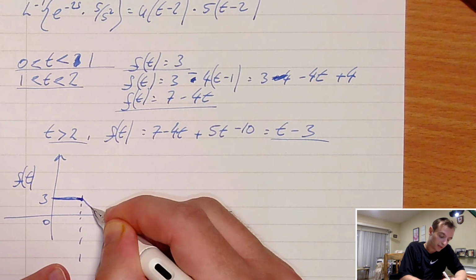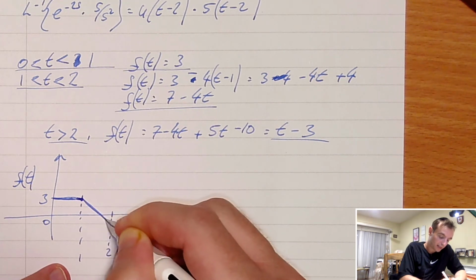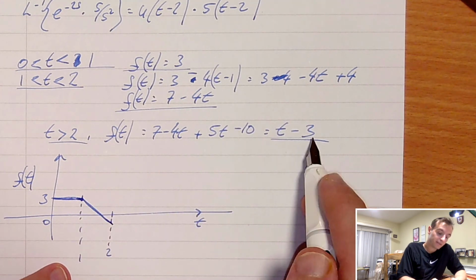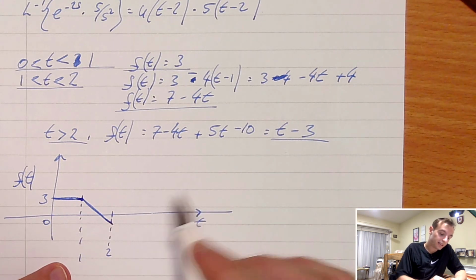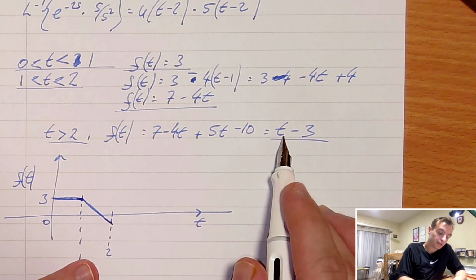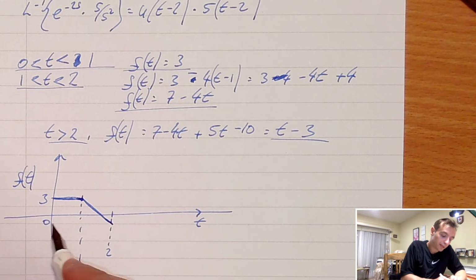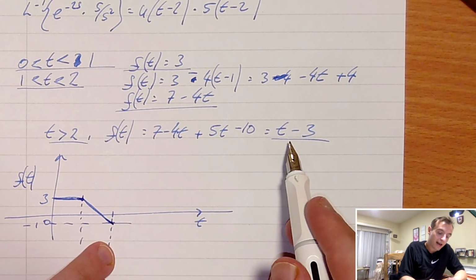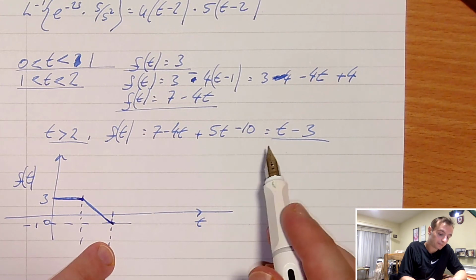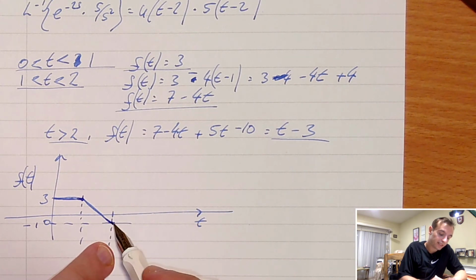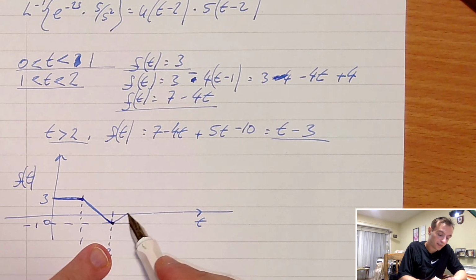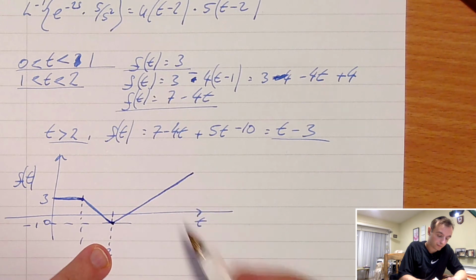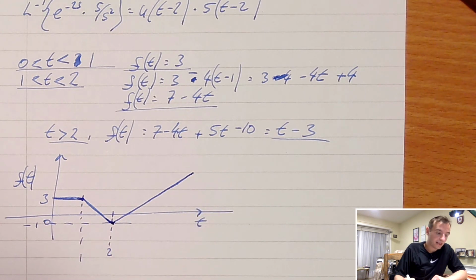So it's going to go down to something like this, to minus 1. And then when t is greater than 2, it's going to be t minus 3 that describes the function. So when t equals 2, the function does, in fact, equal minus 1 at that point. Okay, we can put a point there. And then it's just going to be t minus 3, and it's just going to continue kind of like that. And then we have it.